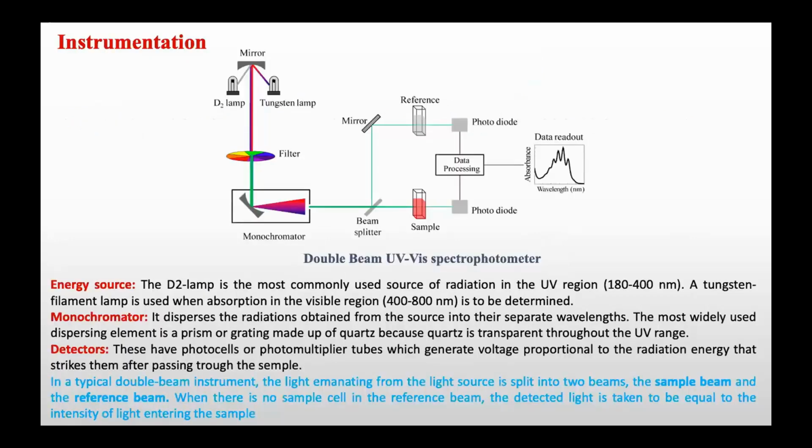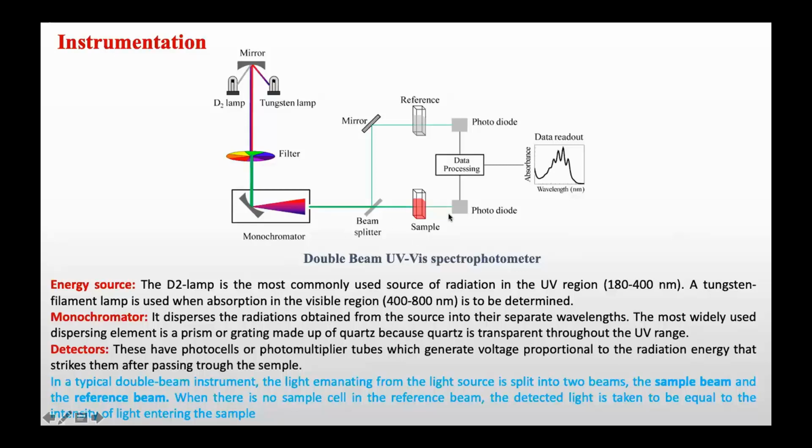Now we'll see the representation of the instrument we use in UV spectrum. Here we use energy sources: D2 lamp and tungsten lamp. The D2 lamp is for getting UV radiation in the 180 to 400 nanometer range. The tungsten lamp we use to get visible light in the 400 to 800 nanometer range. The second component is the monochromator. It disperses the radiation obtained from the source into separate wavelengths. The most widely used dispersing element is a prism or grating made of quartz, because quartz is transparent throughout the UV range. It does not absorb the UV light.